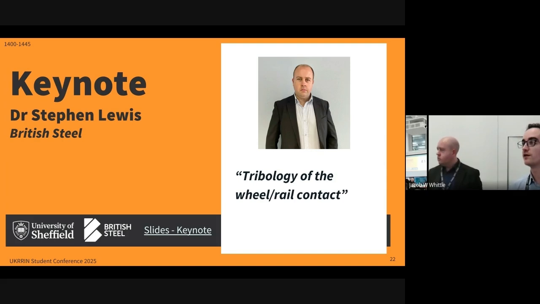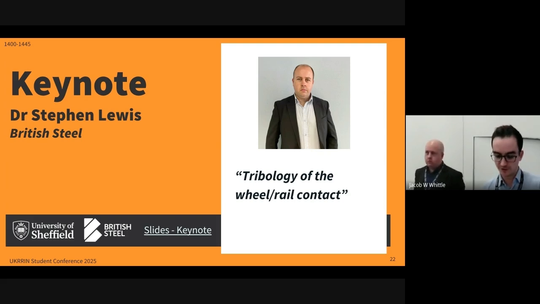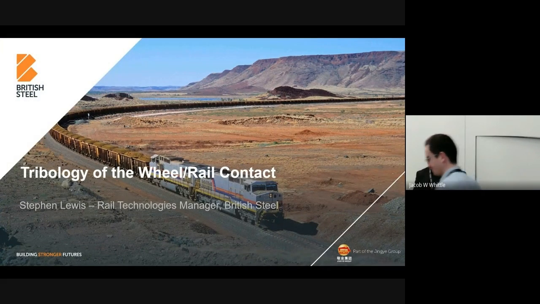So we're going to start this afternoon with a keynote from Steve from British Steel, which is on tribology of the wheel rail contact.